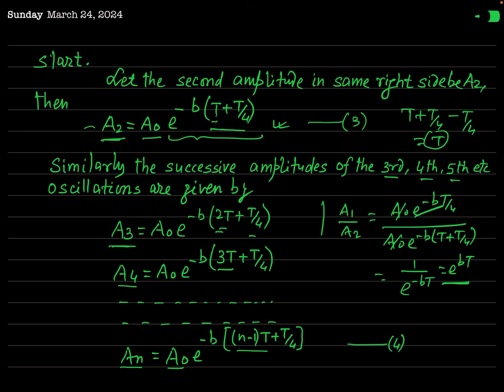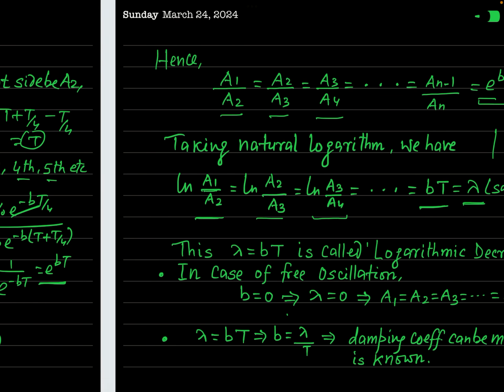Similarly, when we talk about a2 and a3, the difference of these two times will again be equal to T. This is 2T plus T by 4 minus T by 4. So the T by 4 will cancel out, and 2T minus T will be equal to T. So a1, a2, a3 successively are separated by one time period.